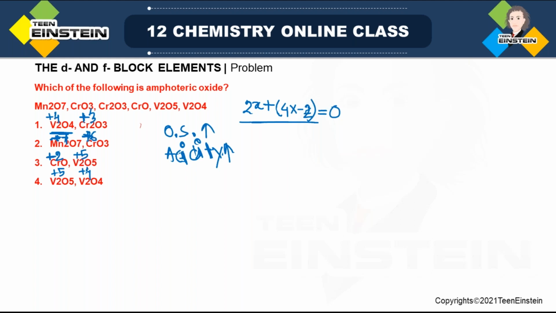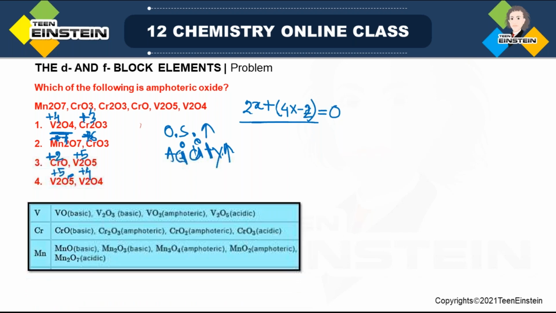Then CrO, the oxidation state of chromium is towards a very low value, +2, which is the lowest oxidation state. So it will be basic in character. And V2O5, vanadium is having a very high oxidation state, so it will be acidic. So option 3 is also not correct. And in option 4, again V2O5, where the oxidation state of vanadium is maximum. Not just higher, it is the maximum oxidation state that is possible for vanadium. So this is also not correct. So the only option left is the first option.